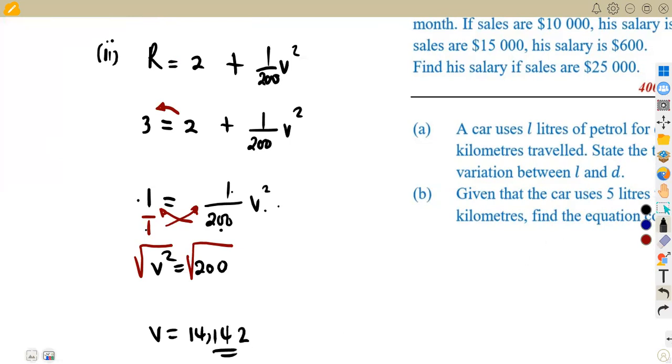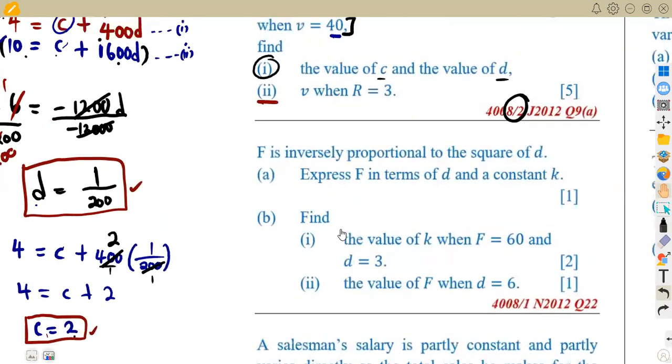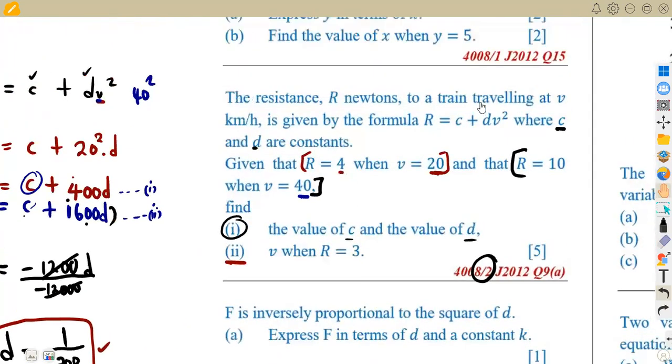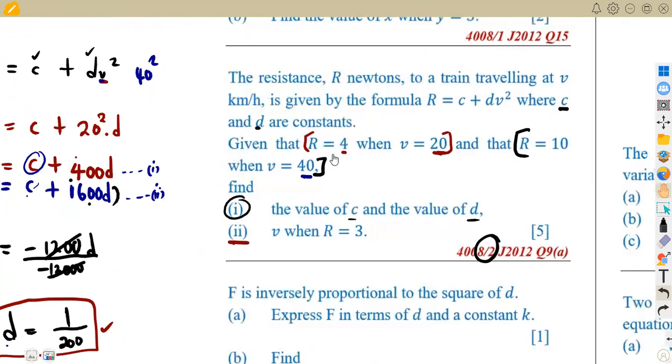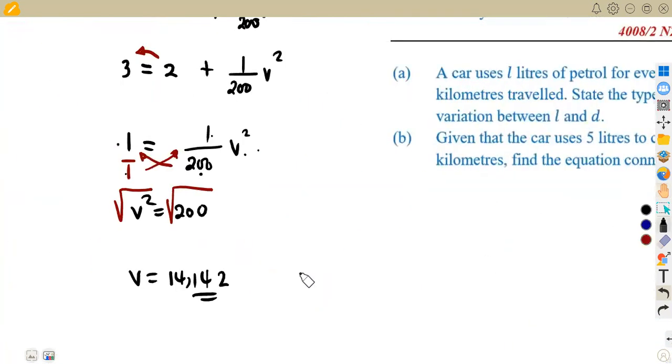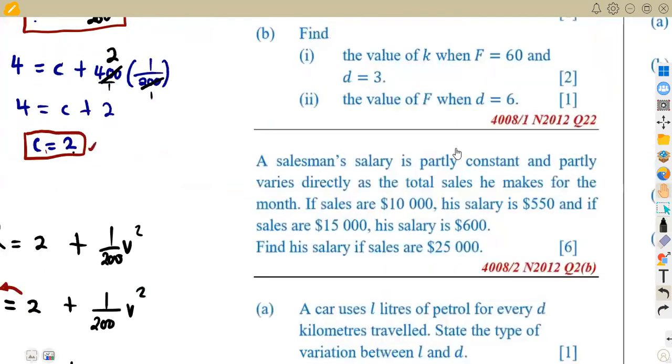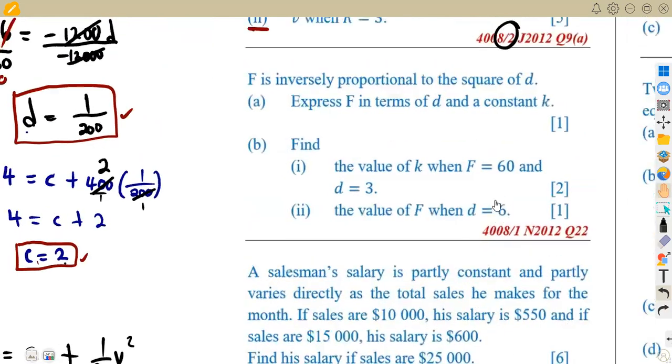So V is going to be the square root of 200, which is 14.142 in this case. And this V is representing what? Remember, V is the velocity in kilometers per hour. So it's going to be 14.142 in kilometers per hour.